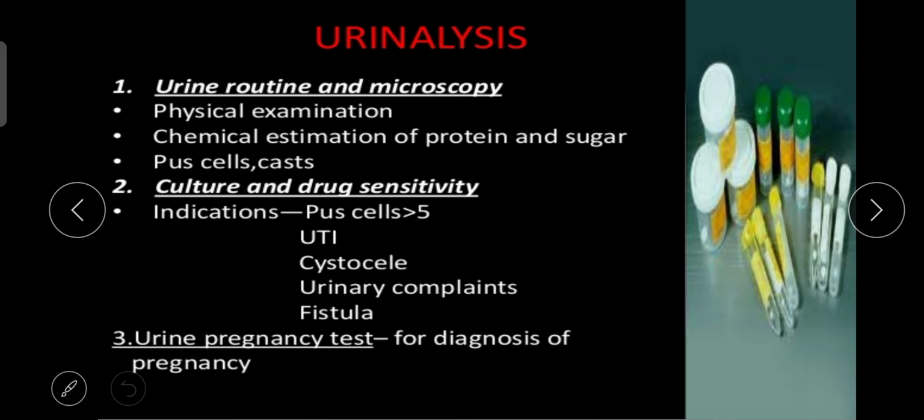Next one is urine analysis. In urine analysis we do urine routine and microscopy: physical examination, chemical estimation of protein and sugar, pus cells and casts. Next is culture and drug sensitivity. The indications are pus cells above 5, urinary tract infection, cystocele, urinary complaints or fistula, or a urine pregnancy test for the diagnosis of pregnancy.